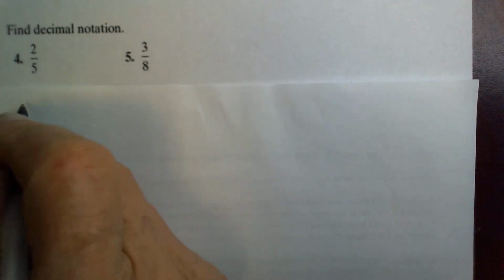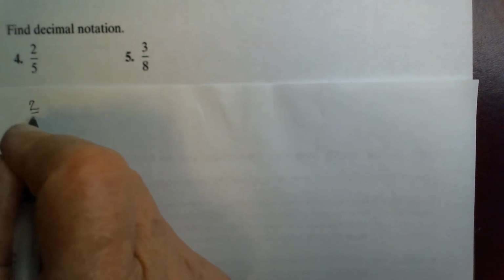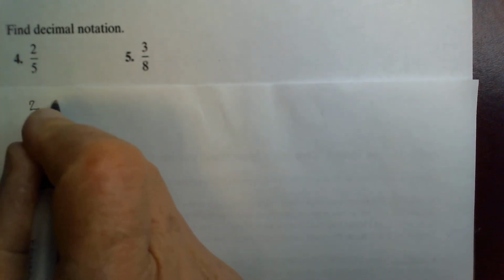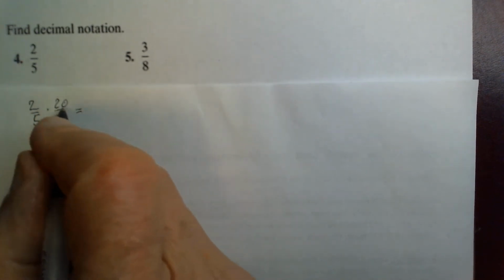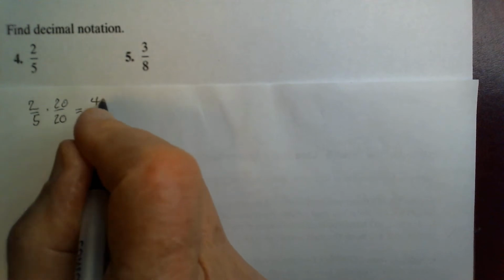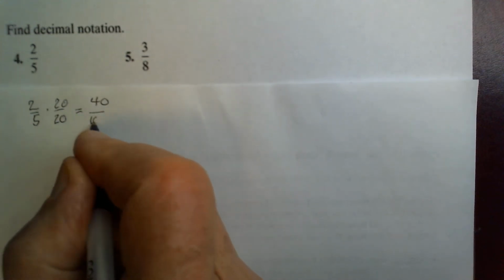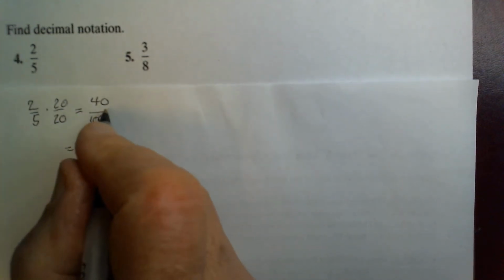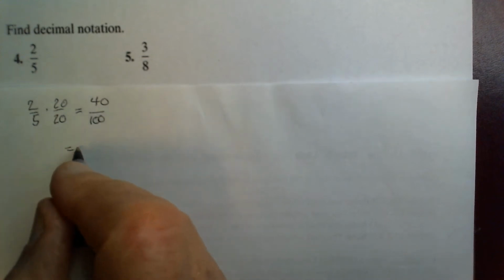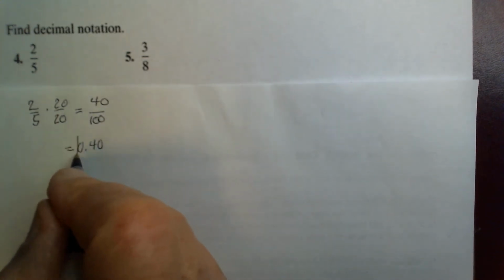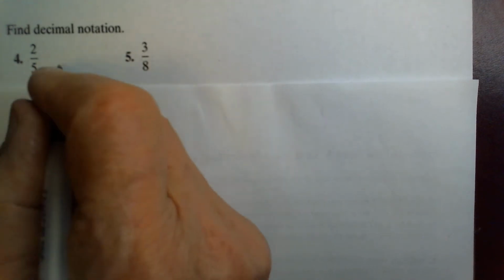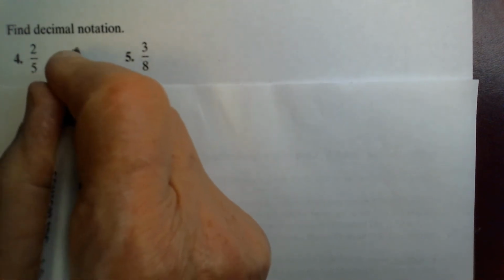In exercise 4, we can multiply 2/5 by 20 divided by 20. Then we have 2 times 20 is 40, and 5 times 20 is 100. And so now we move the decimal 2 places to the left, and this is then equal to 0.40 or 0.4.